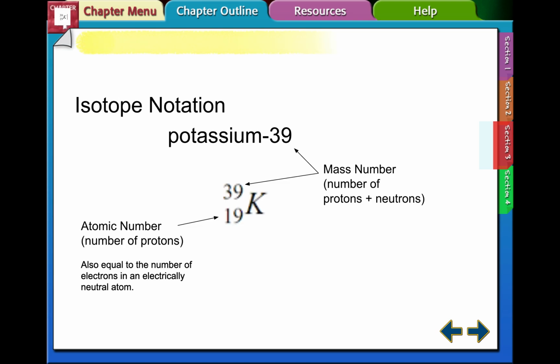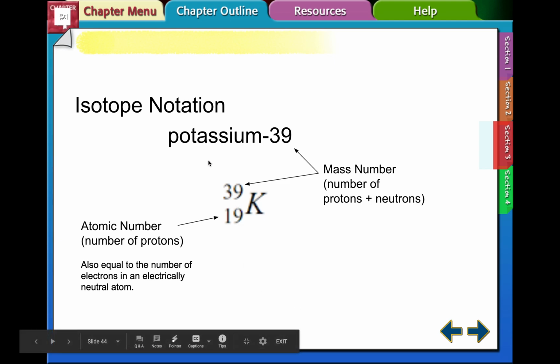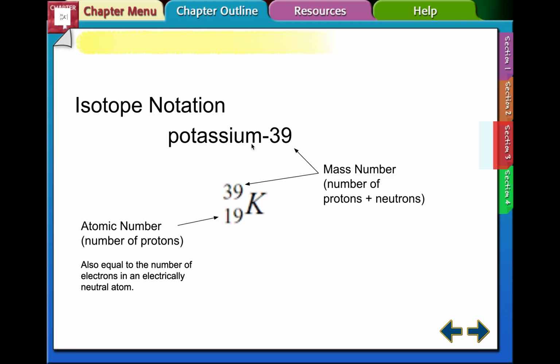So this is a way we generally express isotopes. Isotope notation can be expressed in 2 different ways. The first way is just me telling you the element itself and then the mass number. So for potassium-39, this is an isotope where obviously it is potassium, and this last number here is the mass number, which is the number of protons plus the number of neutrons in the nucleus of one specific atom.